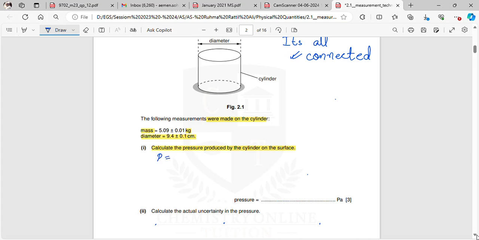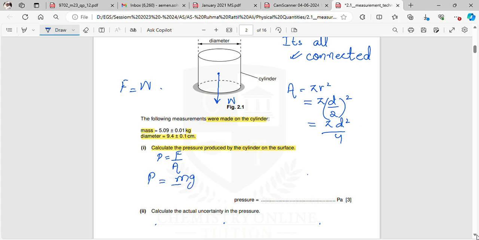So you will write pressure is equal to force per unit area. Here in this case, the force is basically the weight that is acting downwards, and the area is this circular area. The area of a circle is pi r squared, and since I've been given the diameter, I'll put d by 2 in place of r and I'll get pi d squared over 4. Force is equal to weight, so the pressure finally will be mg over pi d squared by 4.